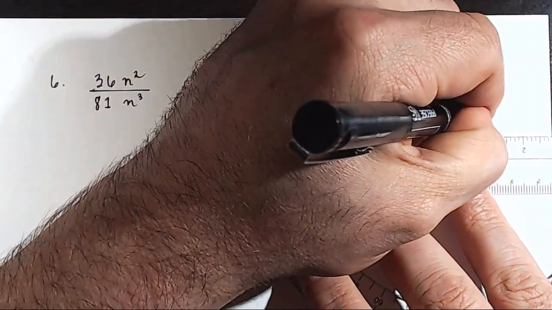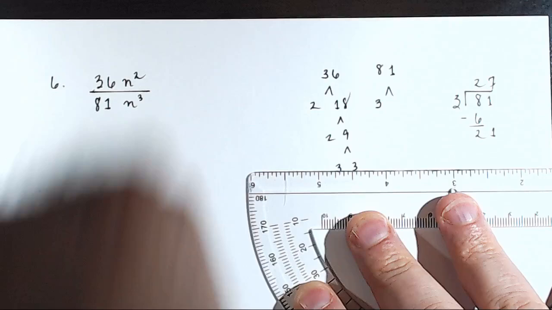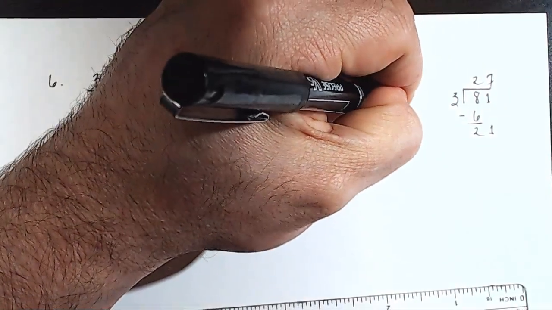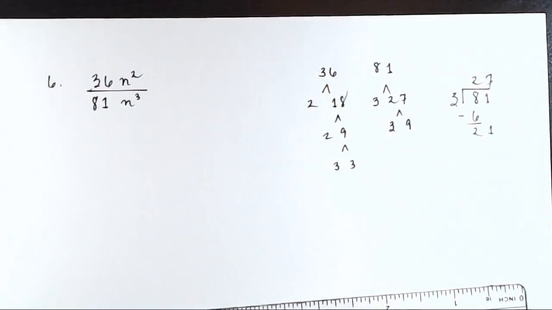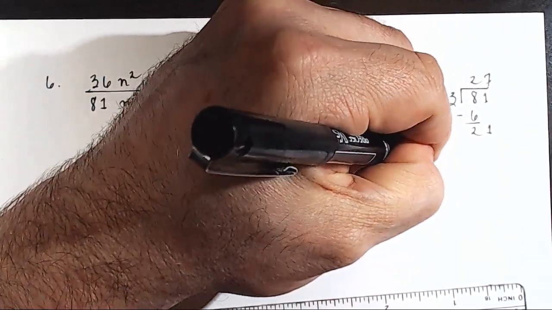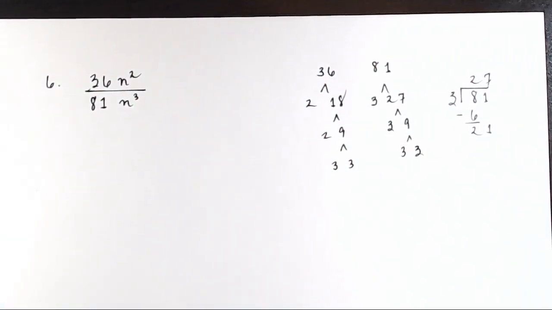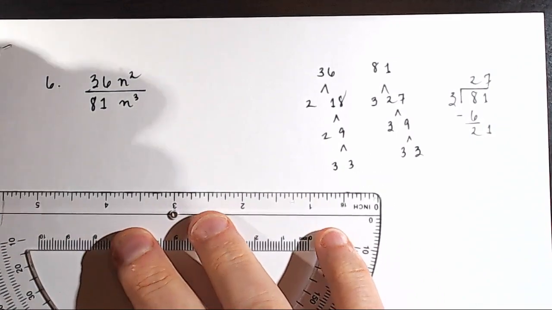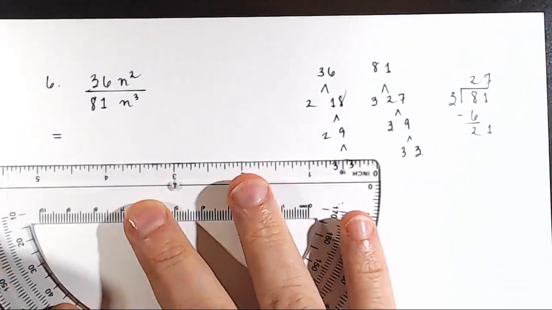Okay. 8 minus 6 is 2. Bring down the 1. 3 goes into 21 7 times. So 3 times 27 equals 81. And we'll break down 27 into 3 times 9. And we'll break down 9 into 3 times 3. Okay, so if I'm following that pattern from problem 2 where I showed you that alternative method, I'm going to rewrite this as the product of the prime numbers.